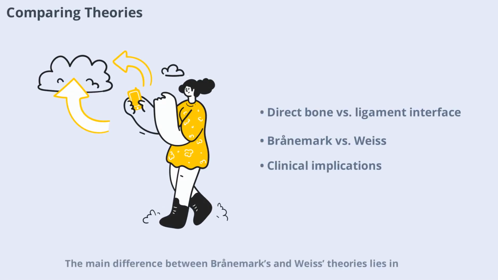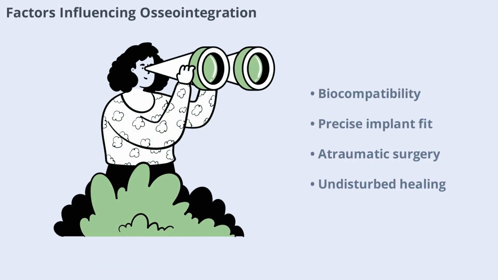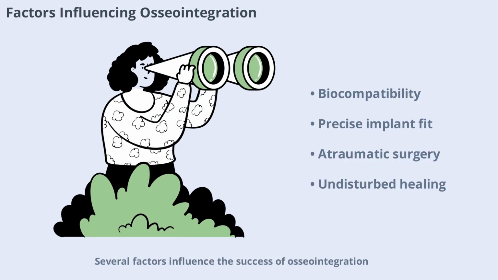The main difference between Brånemark's and Weiss's theories lies in the presence or absence of soft tissue at the bone-implant interface. Brånemark emphasized direct bone contact with no intervening tissue, while Weiss described a ligament-like structure similar to the periodontal ligament. Most modern implants aim for osseointegration as described by Brånemark, but understanding both theories helps clinicians appreciate the complexity of the bone-implant relationship. Several factors influence the success of osseointegration.